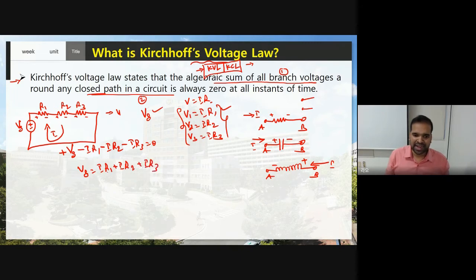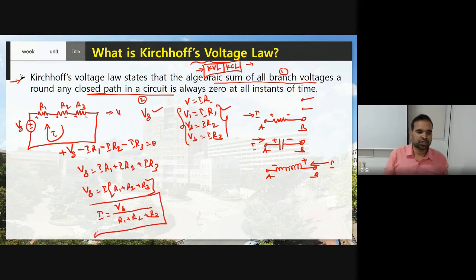See here, can I take current I common? Yes. If I take current I common, I will get R1 plus R2 plus R3. Therefore, from this, I can find the current I equal to Vs by R1 plus R2 plus R3. So what can you find in this circuit? I can find the unknown parameter current I by using KVL. Yes or no? This is all about KVL.